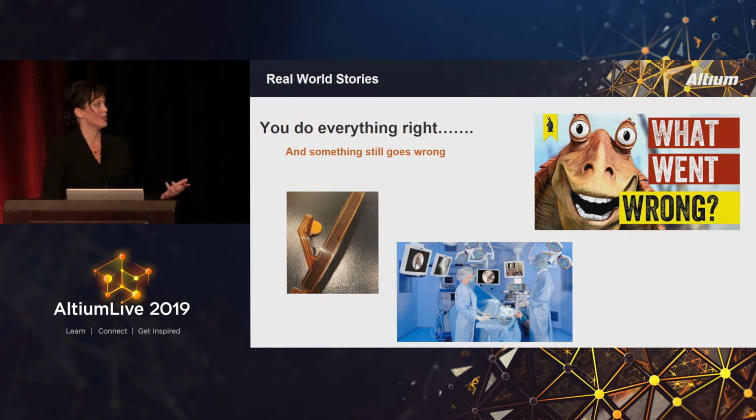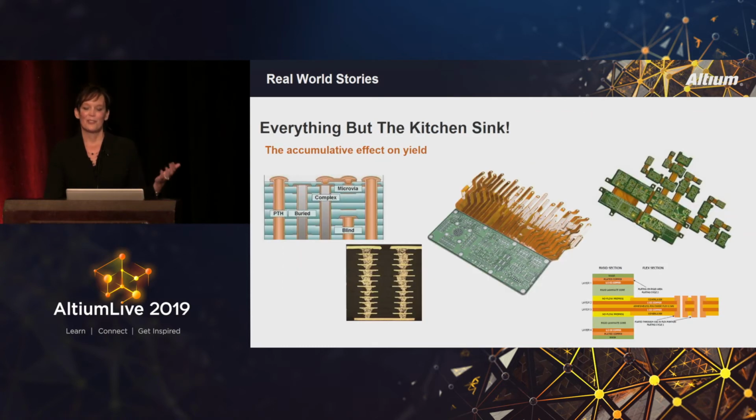Something still went wrong. But the important thing I think in this story too is communication is so important. It'd be so easy to say, hey, fabricator, what'd you do wrong? Like, there's something wrong here, but there was none of that. It's very problem solving, and it was just a really good example of that, I thought.